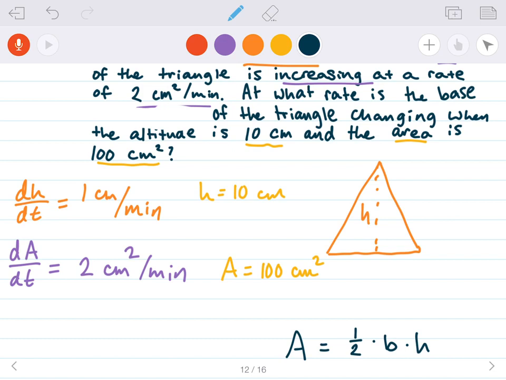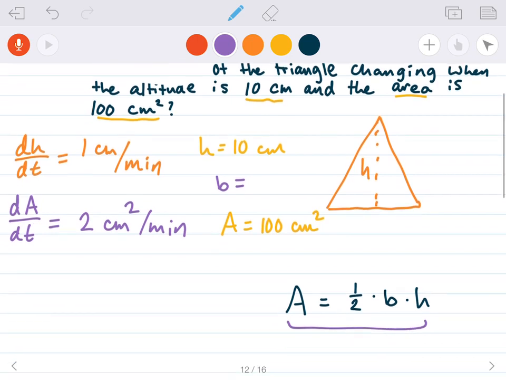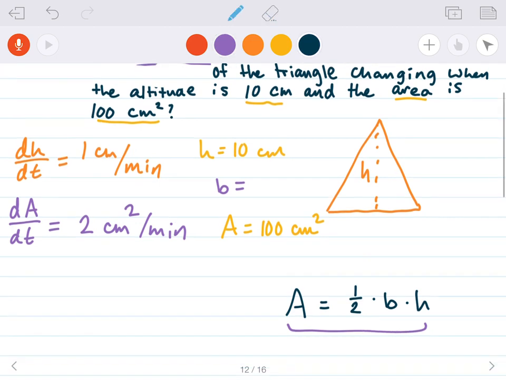So, however, we are going to have to find the base, and we can use this formula to find the base because we're not differentiating it. We're just seeing, well, what's the base when the height is 10 centimeters and the area is 100 centimeters squared? That doesn't say anything about how it's changing. Anyway, that was long-winded, but let's go ahead and differentiate this thing.